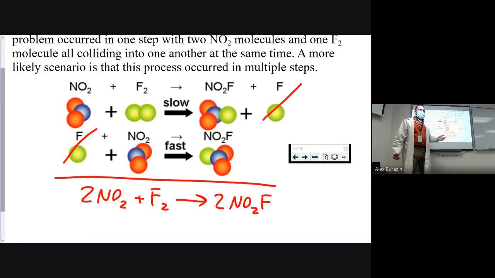The main question you might have is, well, why? The why is that it's very unlikely that three molecules all smack into each other at once. It's much more likely that two molecules collide, create something in the middle, and then another two molecules collide and create something else. That's a much more likely scenario, to have only two things colliding as opposed to three things colliding.